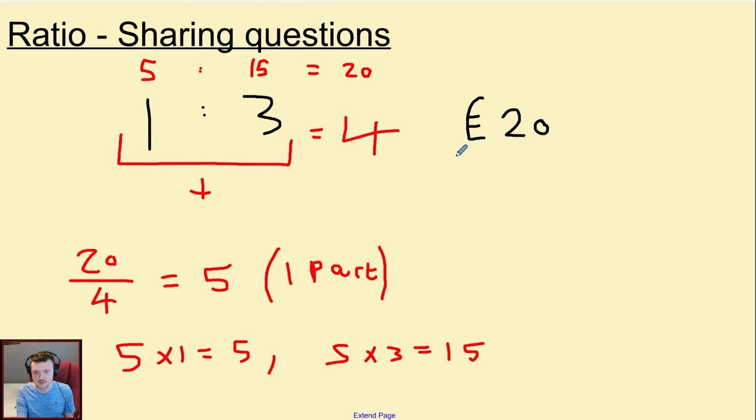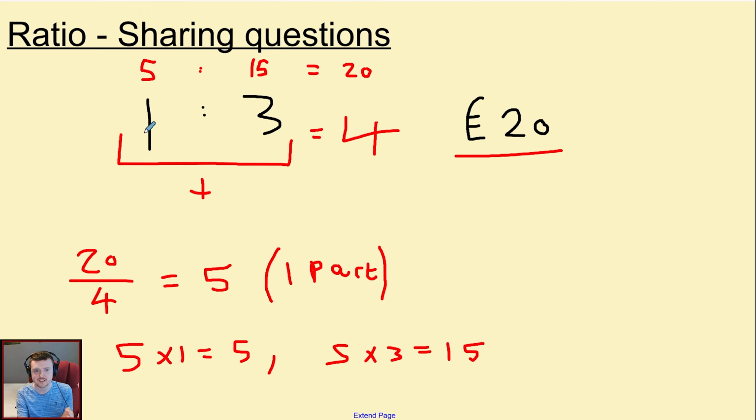5 add 15 makes 20, which should be the case because that's what our total is supposed to be. And this is generally how these sharing questions work. Of course, in functional skills, you'll get a lot more words involved, which we're going to talk about in a minute. But this is the general principle for a sharing question.